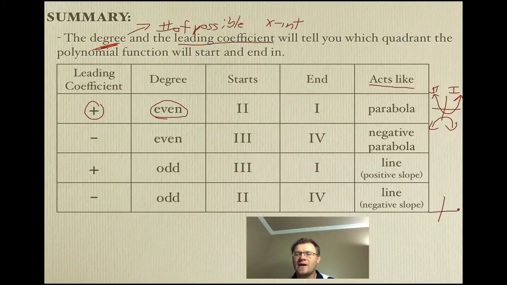If we're looking at an odd degree, so 1, 3, 5, 7, etc., and it's a positive polynomial function, it's going to start in quadrant 3 and end in quadrant 1. It's going to act just like a line would act, starting in quadrant 3, ending in quadrant 1. And if that leading coefficient happens to be negative and the degree is odd, it's going to start in quadrant 2 and end in 4, just like a negative sloped line would do. Start in quadrant 2, end in quadrant 4.